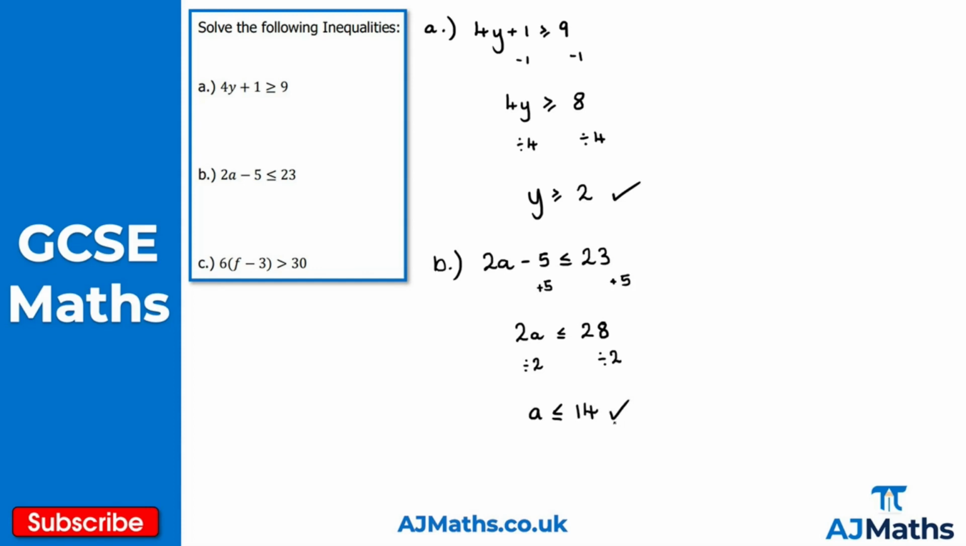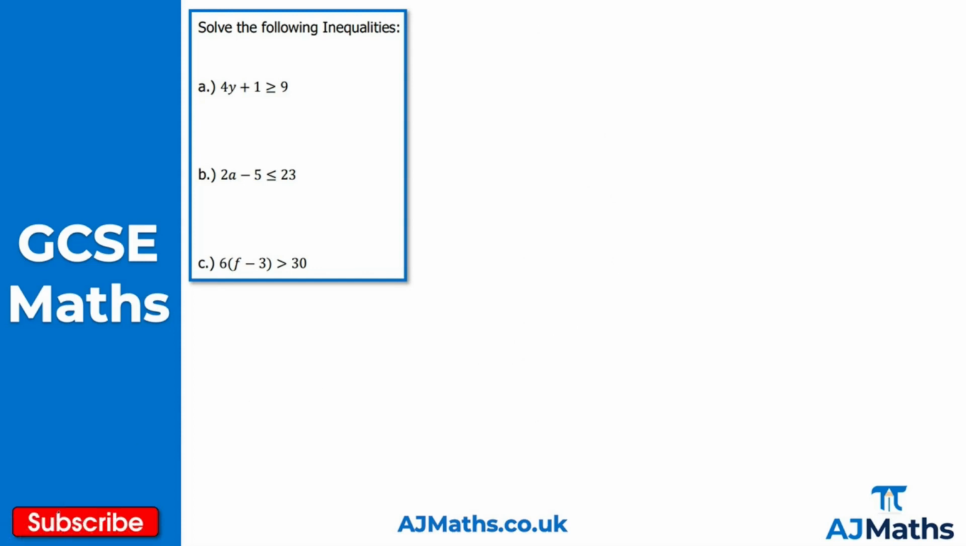I'm running out of room a little bit here, so what I'm going to do then is I'm just going to clear the screen. Do take a note here if you don't already have the solution to A and B. So now if we just take a look at C here, I've got 6 bracket f minus 3 is strictly greater than 30. So 6 bracket f minus 3 is greater than 30.